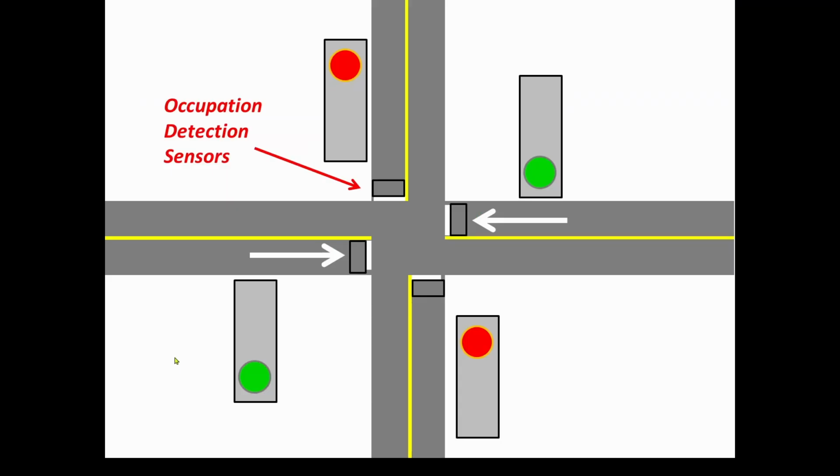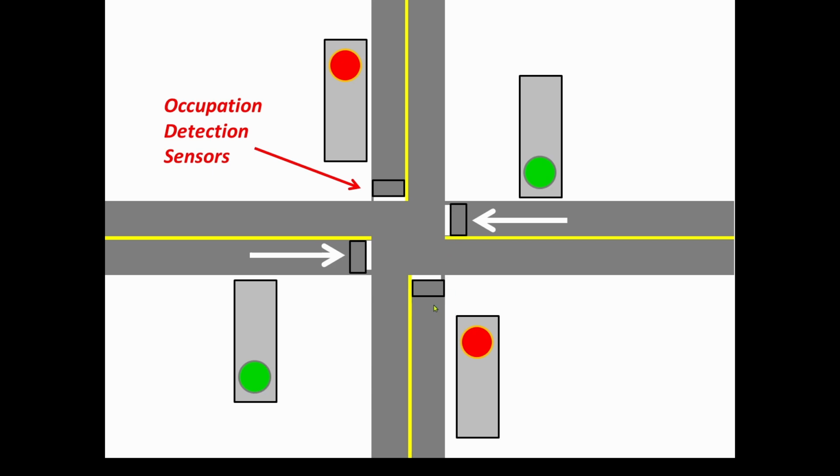So now let's take a closer look at the occupation detection sensors and what they do and how they might help us to understand state machines and how we might implement them. Of course, not every intersection is going to have these sensors, but they do provide an opportunity to understand how you can have external inputs into your state machine that might be modifying the different states that your system is going to go through. So what are the occupation detection sensors and how might we implement them?